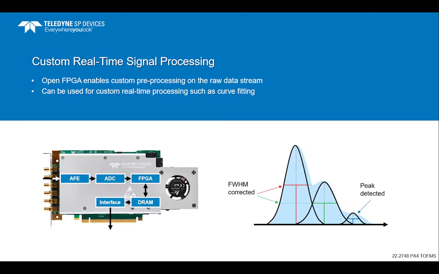Our standalone firmware solutions are sufficient for most mass spectrometry clients. However, digitizers from Teledyne SP Devices also feature open field programmable gate arrays, or FPGAs. These can be used to implement custom, real-time signal processing, such as curve fitting and ion pulse extraction. This helps with real-time recovery and characterization of hidden peaks in overlapping pulses.